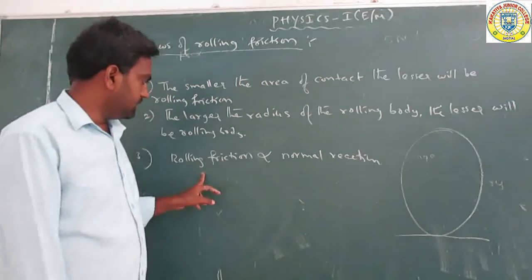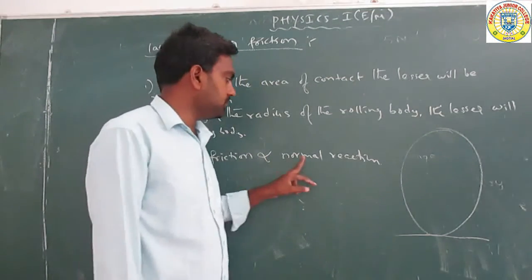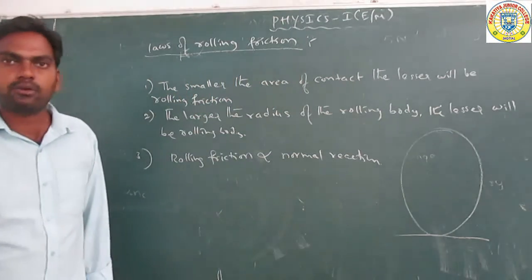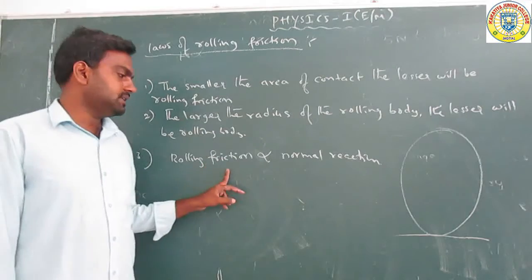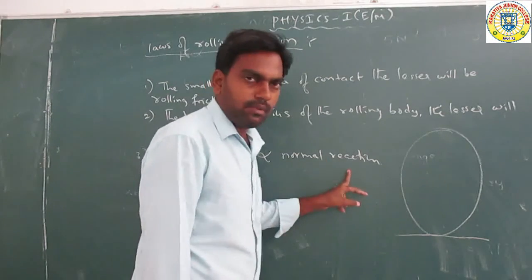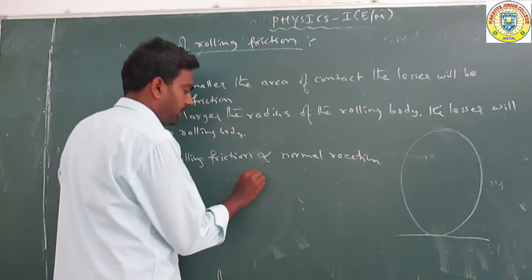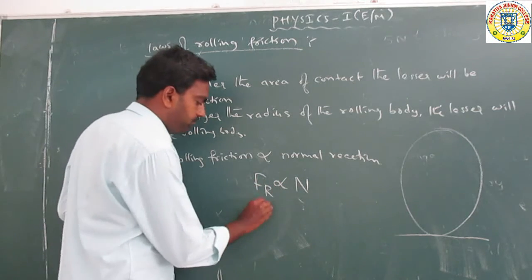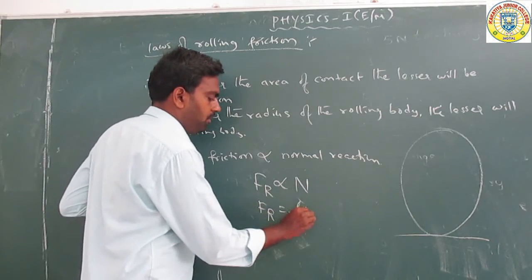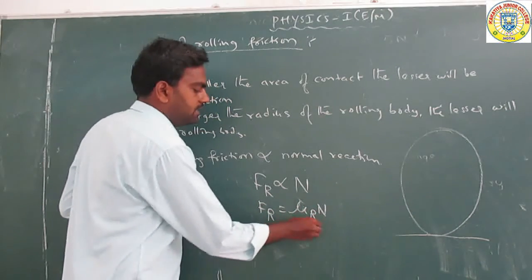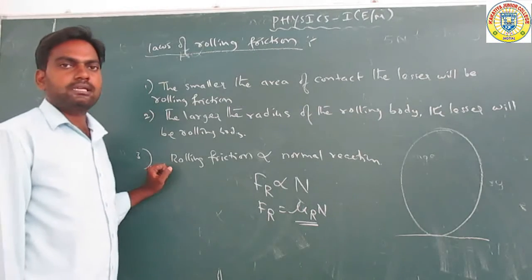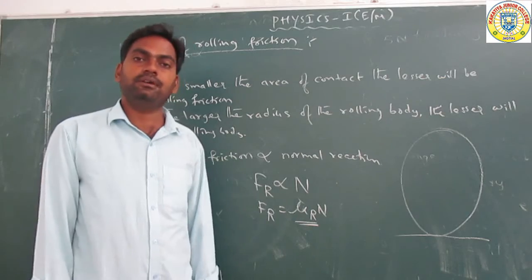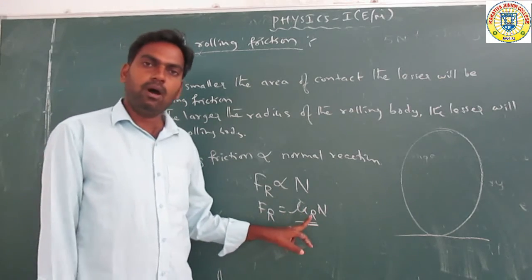The third law: rolling friction is directly proportional to the normal reaction, as already discussed in the land roller topic. So Fr is directly proportional to the normal reaction, and Fr equals mu r into N. Here mu r is the coefficient of rolling friction.